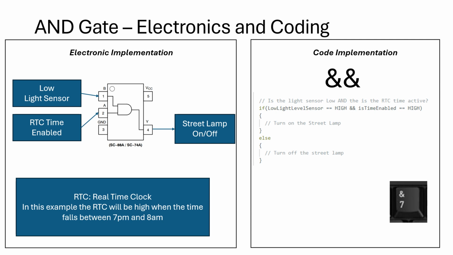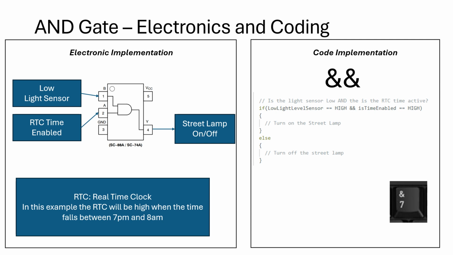Okay, now on input B or on pin number 1, we're going to have a low light sensor. Whenever the level of the lighting is low, that is going to output a high signal into this IC chip. So it's going to detect when the light level is low. We're then going to have what we call an RTC or real-time clock. Okay, now in this example, the RTC will be high when the time falls between 7 p.m. and 8 a.m.